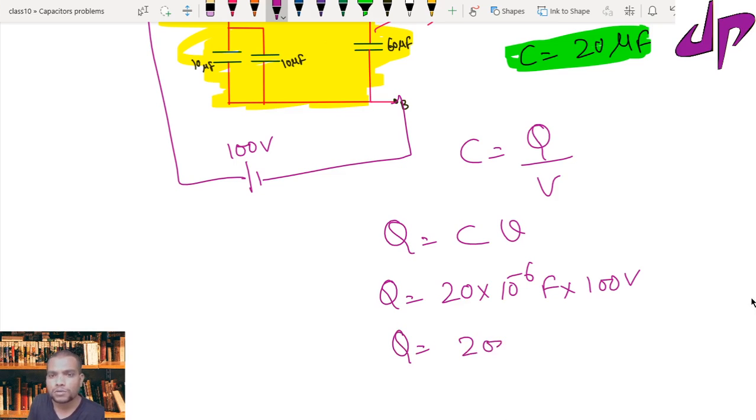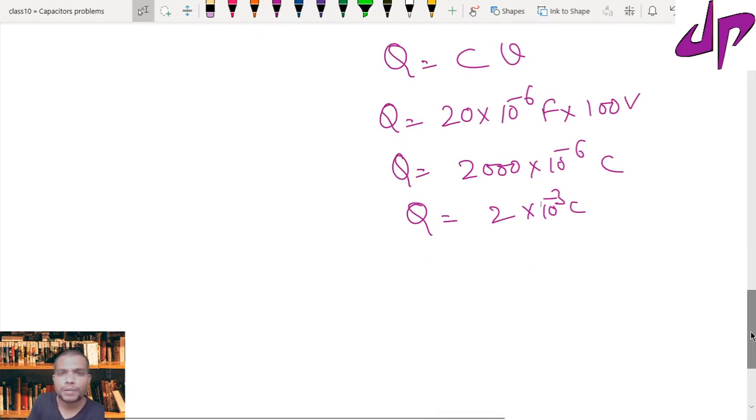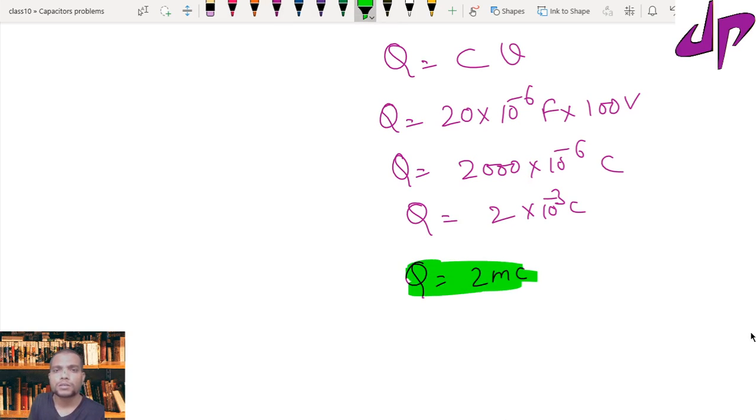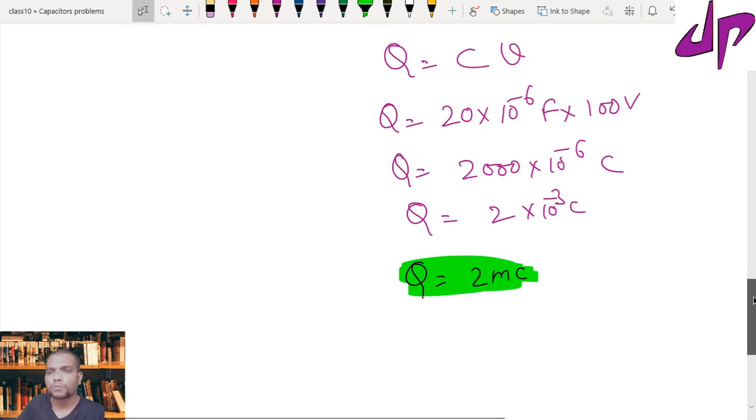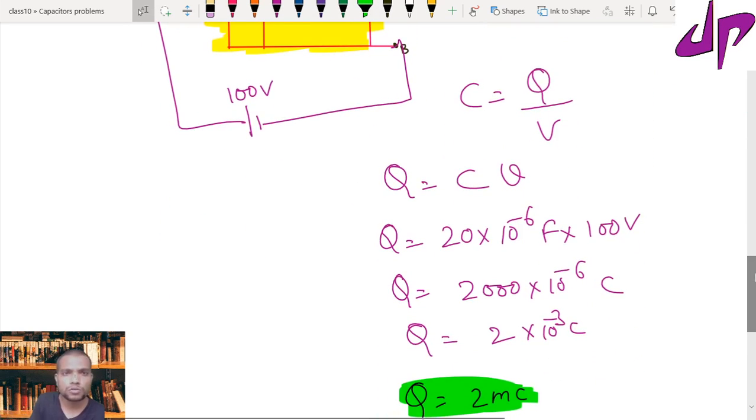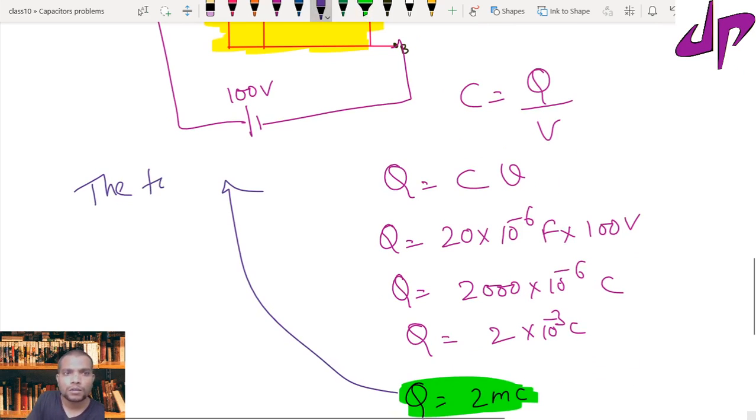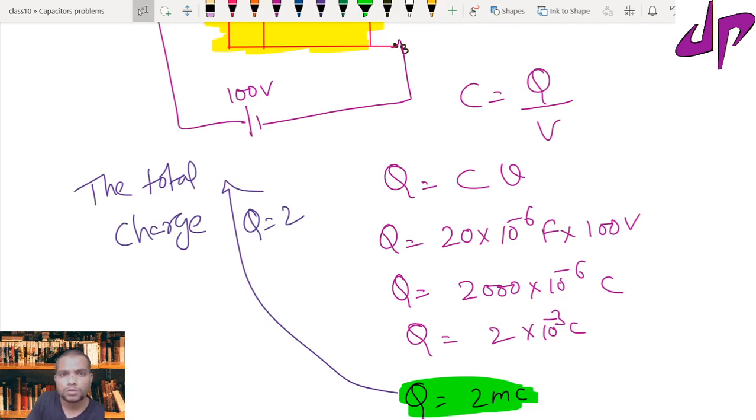If we do that calculation, we get 2000 times 10 power minus 6 coulombs, that equals 2 times 10 power minus 3 coulombs. So you can mention the charge Q equals 2 millicoulomb. So the total charge, if we connect to a potential difference of a 100 volt source, is Q equals 2 millicoulomb.